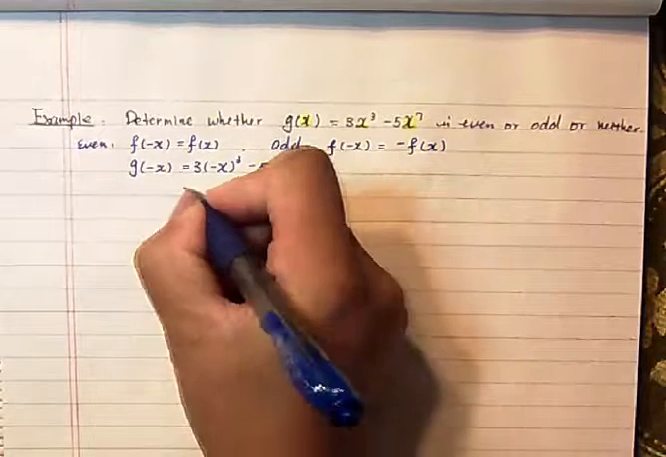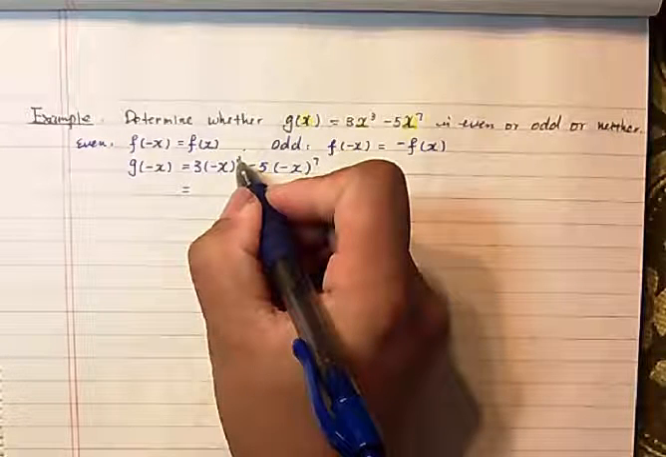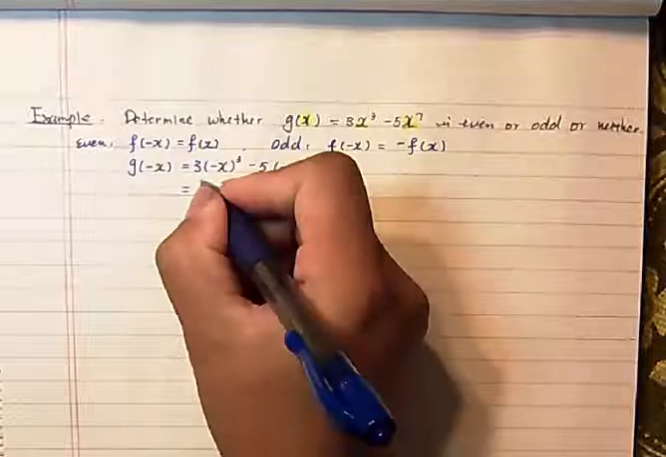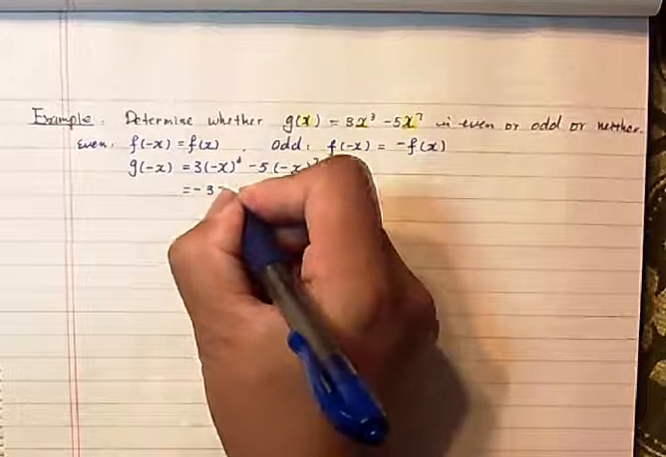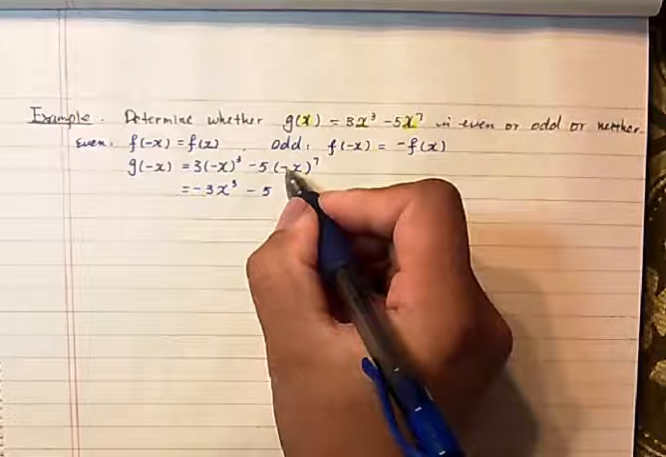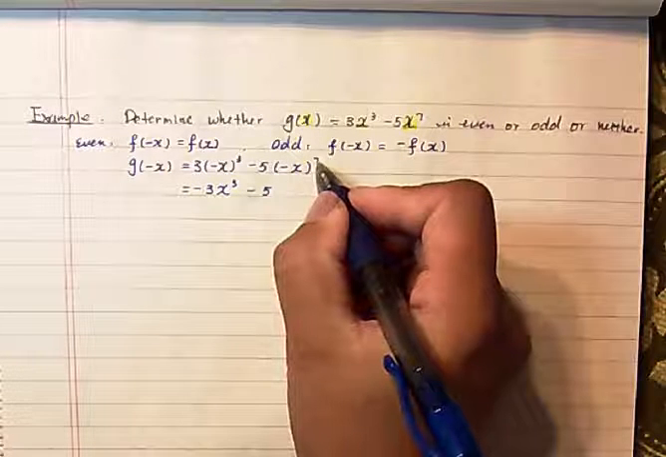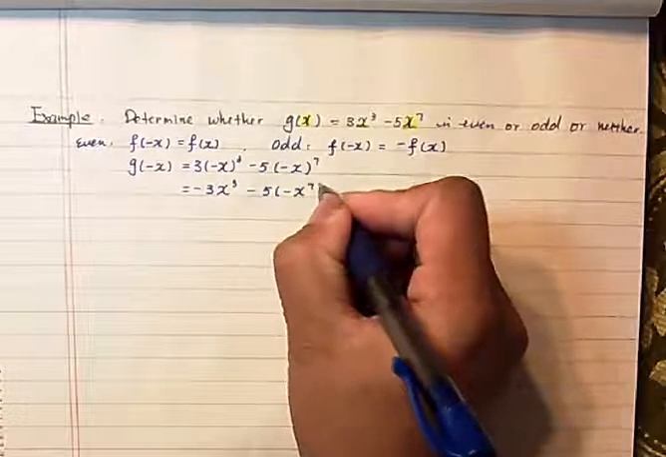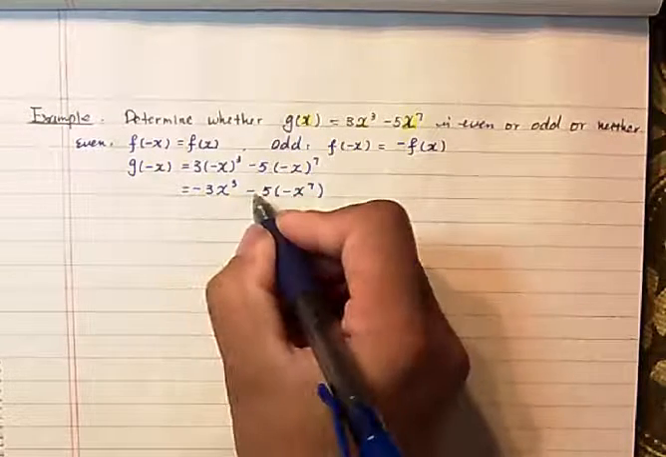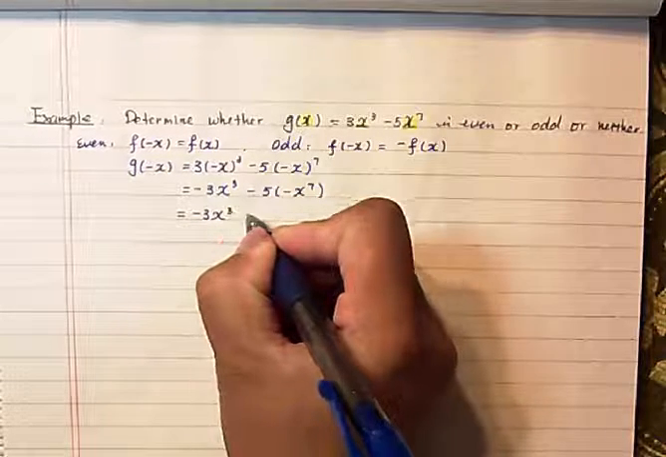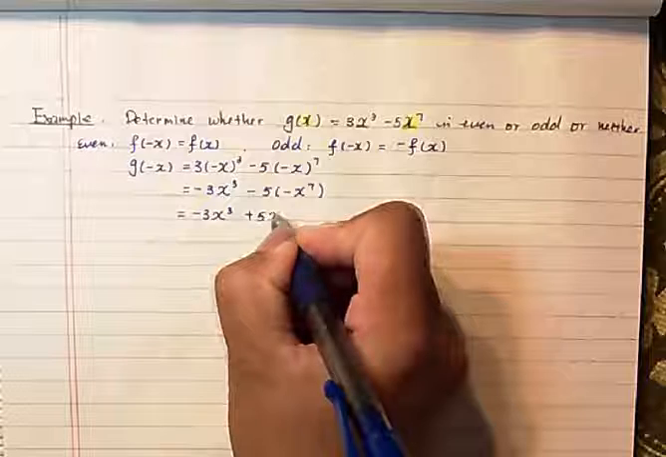So that is equal to negative x to the third power. You have negative times negative times negative, still negative. So that's negative 3x to the third power minus 5 times negative x to the 7th power. It's an odd power, so the result is still negative. Distribute the negative inside, so we have negative 3x cubed plus 5x^7.